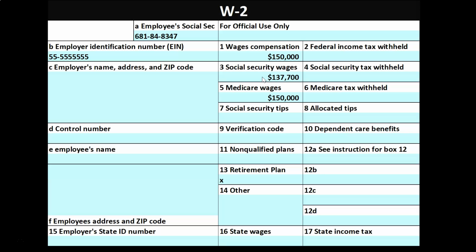So Social Security caps out, and that's kind of weird to some people. Why would the Social Security cap out? Notice that after this point in time, the $137,700, you're basically not paying any more Social Security on the wages. Even though you earned $150,000, you're only paying Social Security tax up to $137,700.